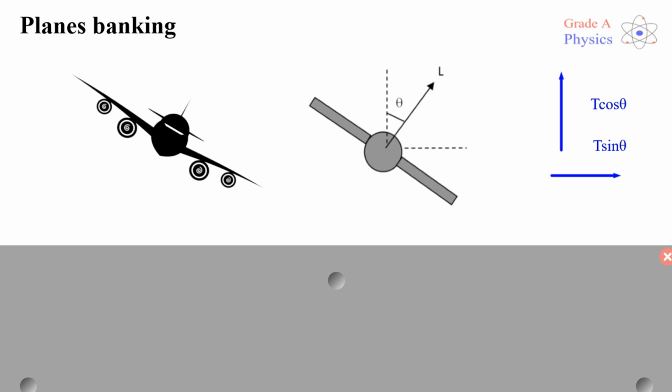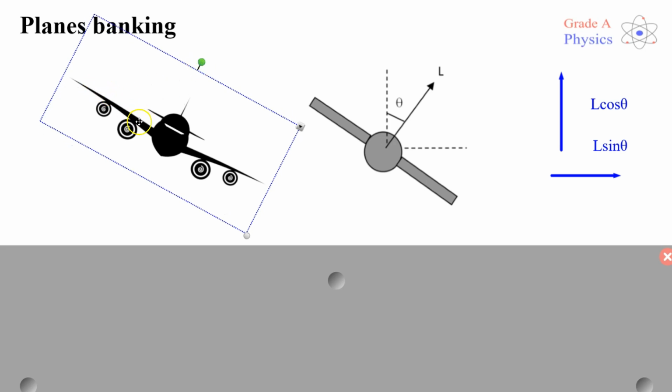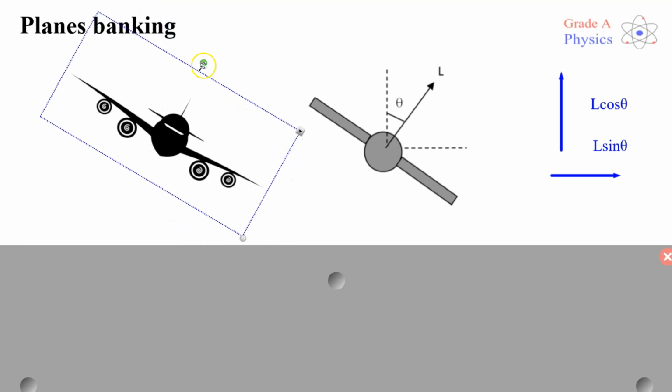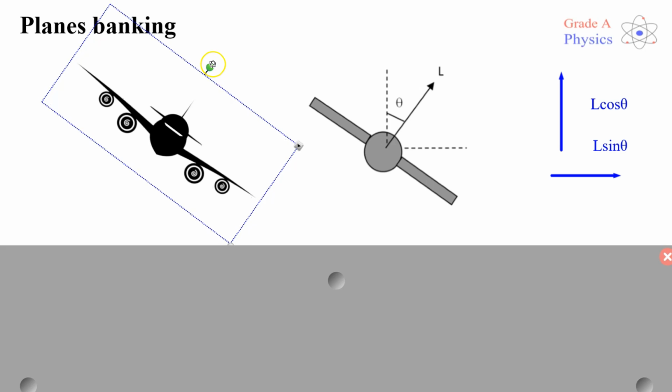One final example, again almost identical. So this would be planes banking. This is one of the main ways that planes will turn a corner. They have the flaps, the ailerons on the wings, they go up or down, and you'll have experienced this if you've been in a plane, and you might have an extreme bank if you've got an extreme turn.